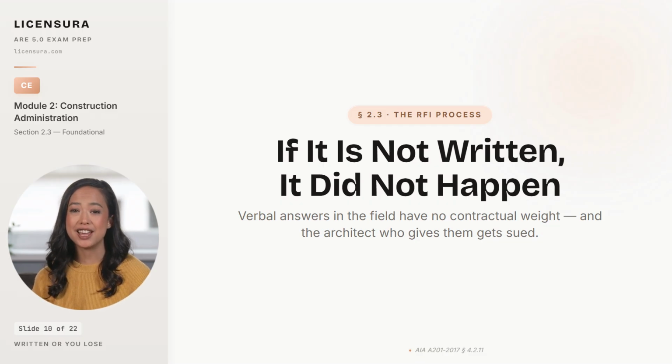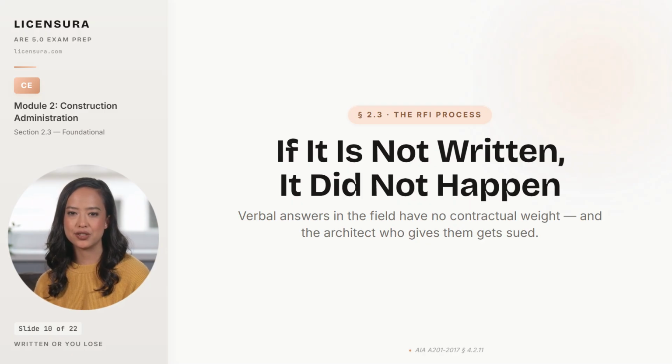Per AIA A201, Section 4.2.11, the contractor's mechanism to seek clarification of the contract documents is a written request for information, and the architect's response is a written interpretation of those documents. Both directions are written. Both directions are logged. Neither one is verbal. If the field crew is pressed for an immediate answer, the right response is to give a tentative reading and then say, "Please submit this as an RFI today so we can confirm in writing." The written record is what protects the architect from being sued for an instruction that never happened the way the plaintiff later claims it did.